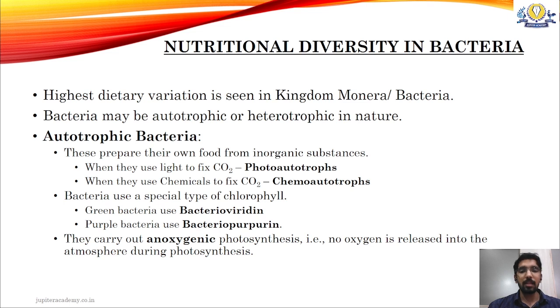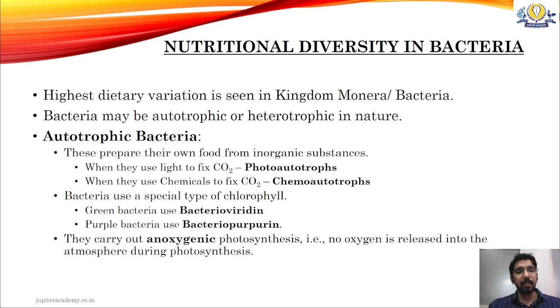When the bacteria use light as a source of energy to fix carbon dioxide, for photosynthesis, then such bacteria are called photoautotrophs, meaning they are autotrophs which use photons or light energy. And when they use chemicals, most probably inorganic substances, to fix carbon dioxide, then such bacteria are called chemoautotrophs, autotrophs which use chemicals to form food.